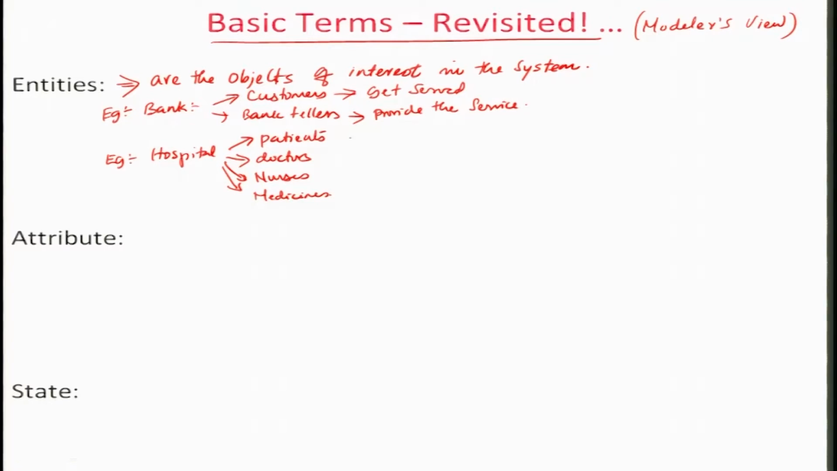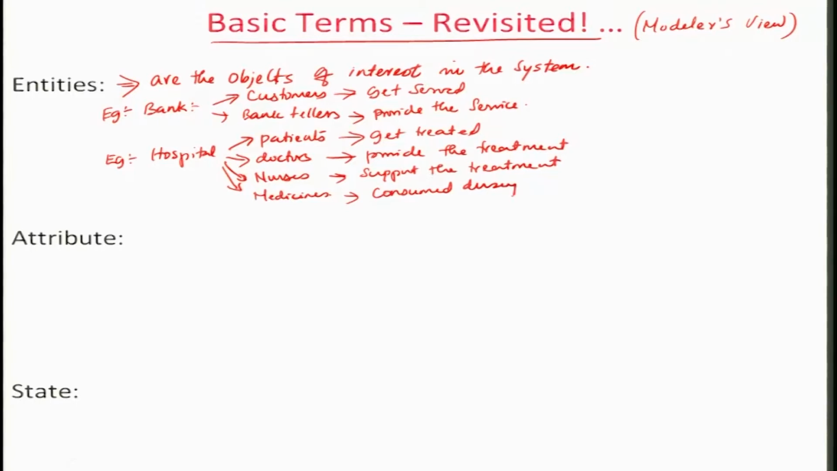So the patients are the ones who get treated, doctors are the ones who provide the treatment, nurses are the ones who support the treatment, and medicines are the ones that are consumed during treatment. So entities don't have to be living things. Non-living things can also be entities. Entities are simply objects of interest within the system.